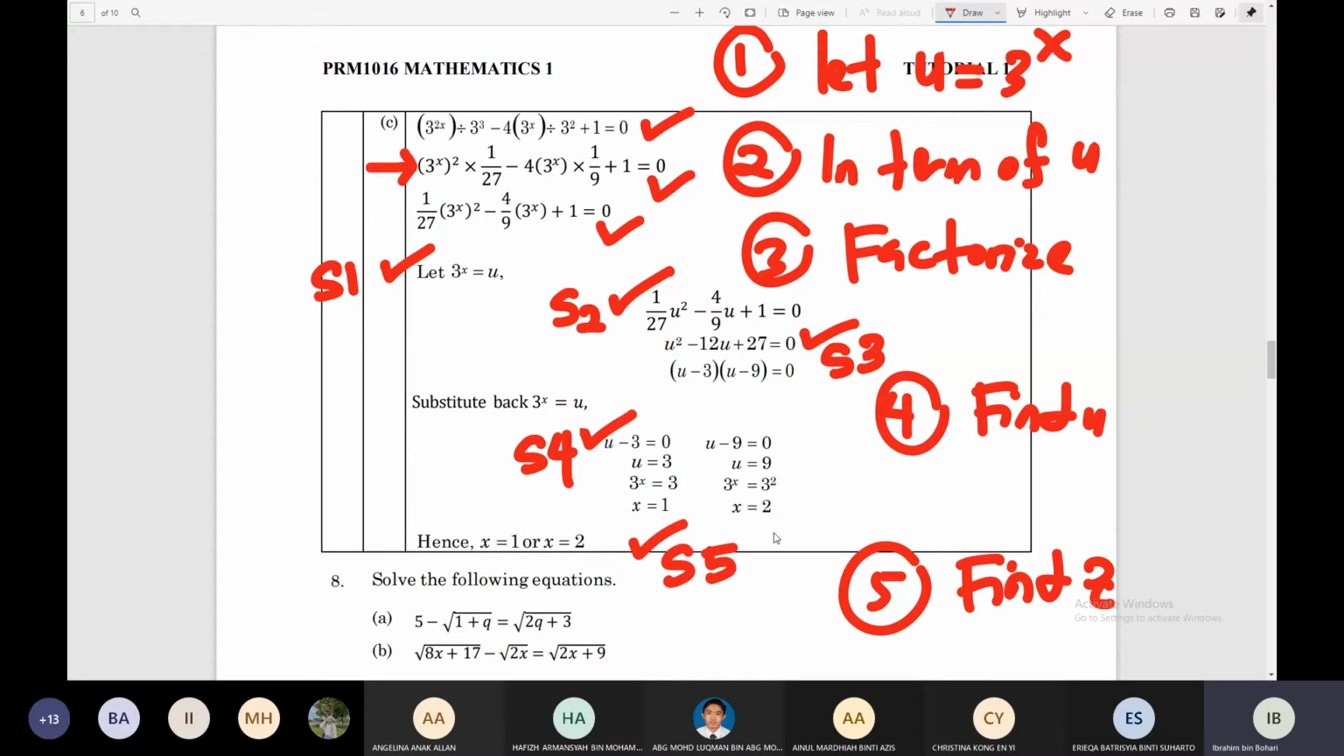Okay. Question A and question B are the same. The method is the same. You let u equal 3 to the x power. Second, write down the terms in terms of u. And then factorize the equation, find the value of u, and then last find the value of x. Better you do it step by step like this, it is easier. Okay, question C, question 7, and question 8 are settled.